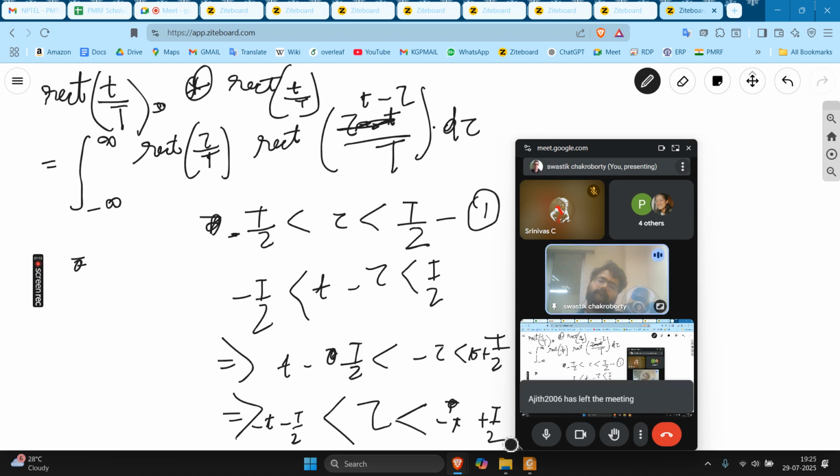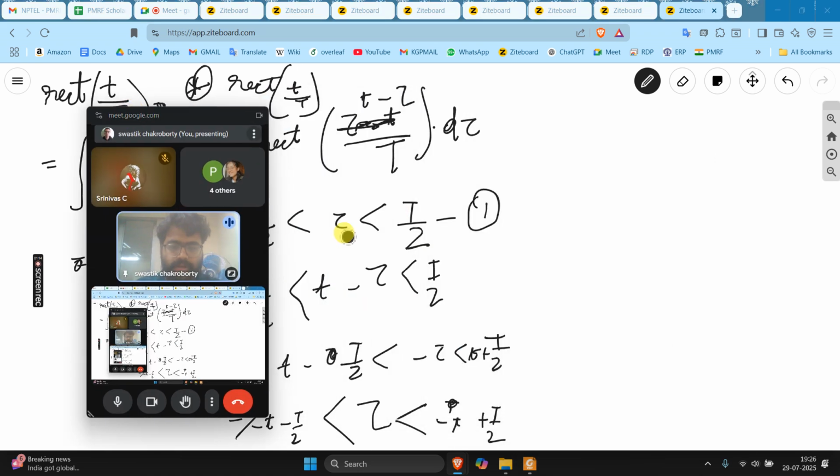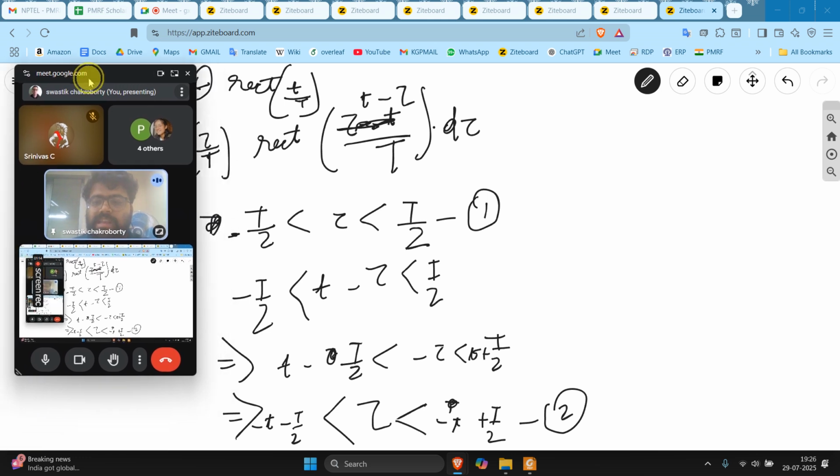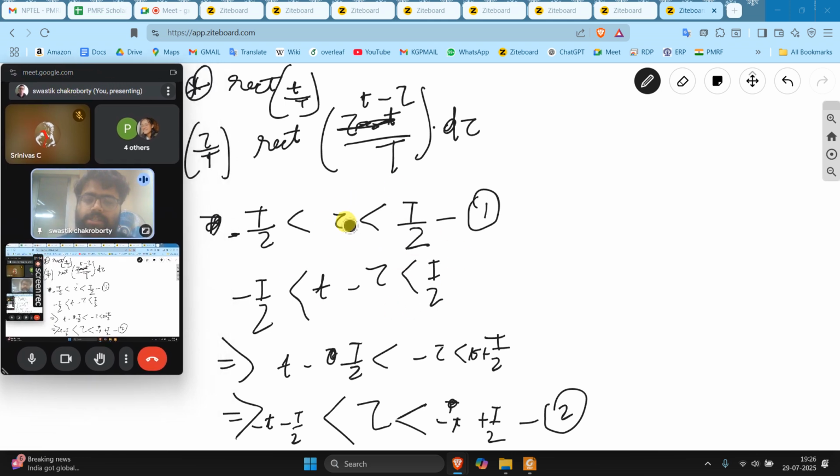Now what will be the overlap region? Only in the overlap region will the convolution exist, right? Outside of this overlap region of inequations 1 and 2, take a look at the inequations 1 and 2. Outside of these regions defined by the inequations, the convolution will simply be 0, because if any one of them is 0, the entire convolution is 0.